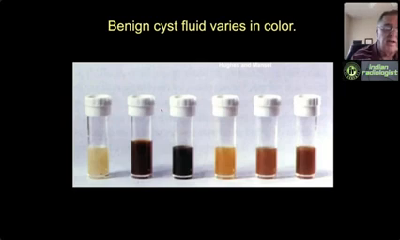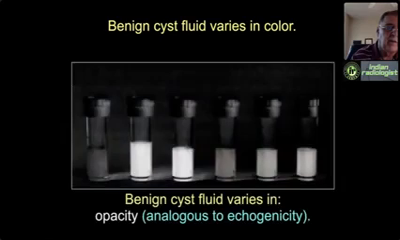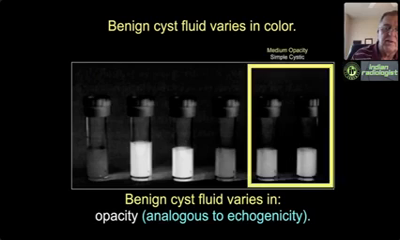And you can see that they vary greatly in color. What am I going to do? I'm going to make it grayscale and video invert them. And now you can see that they also vary greatly in opacity. Now this can be very instructive because let's just say that the two cysts on the right are simple cysts.